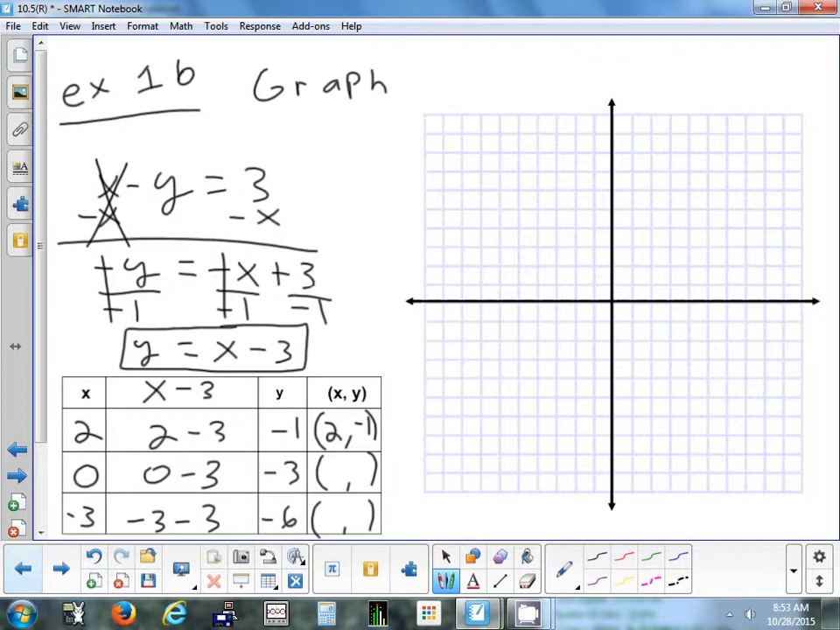Okay, Zach, my second coordinate? Good, 0, negative 3. Alex, my third coordinate? It's negative 3, negative 6. Good. Only thing left to do, put those points on your graph, draw your line. Okay, so we're right 2, down 1. This one, 0, negative 3. What do I do for that?